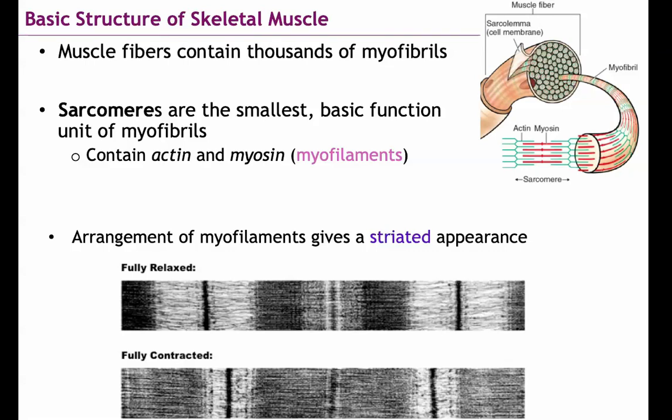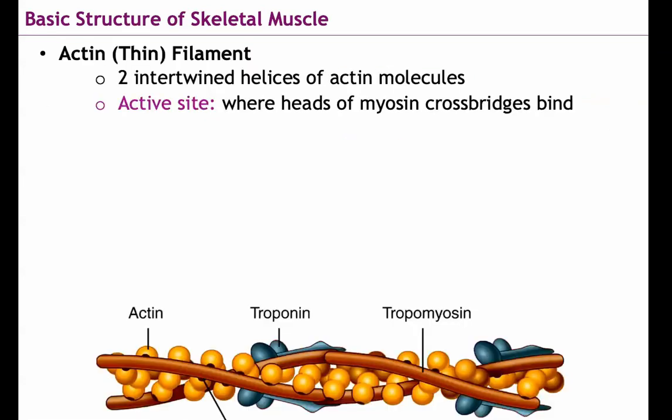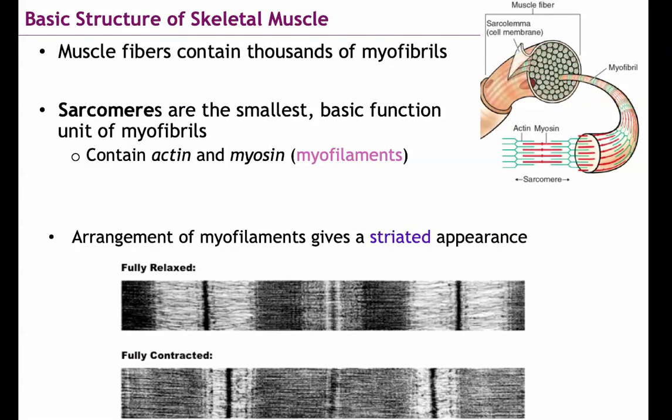And then down here, we see more of this striated pattern. We see this overlap. So the arrangement of these filaments gives a striated appearance, which is the overlap of the two. You see here, this is a fully contracted muscle fiber, and when we contract, we have this striated pattern. The striation, which is a striped appearance, is due to the overlap or arrangement of the myofilaments, actin and myosin, when a muscle contracts.